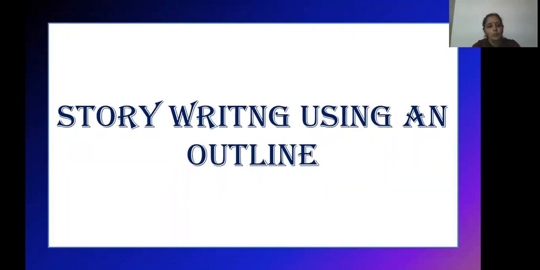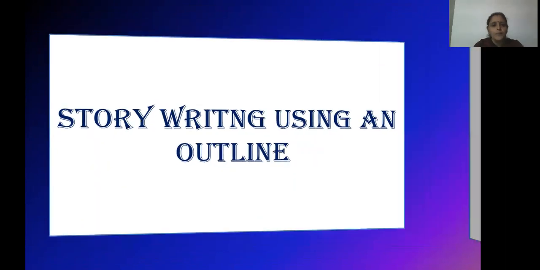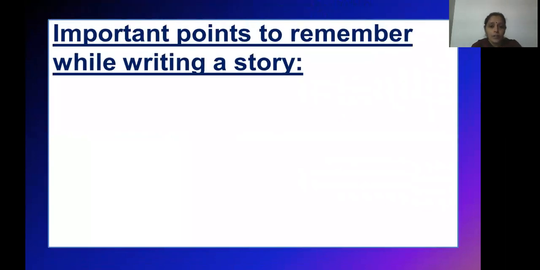Okay, children. Now before we start, let us quickly recap the points that we have to remember while writing the story. We have already done this in our previous classes. So let us run through it quickly. Important points to remember while writing a story.